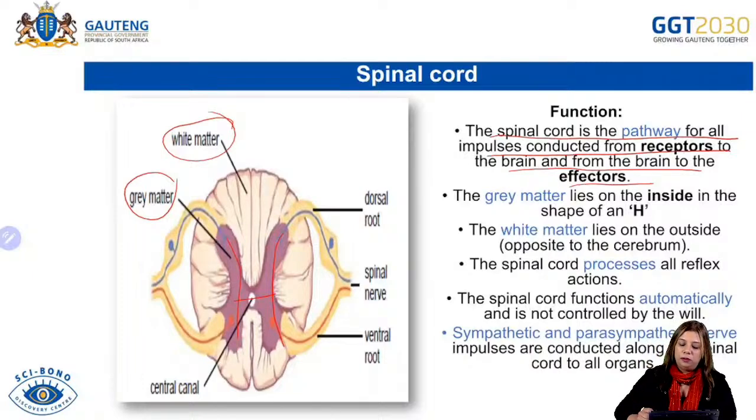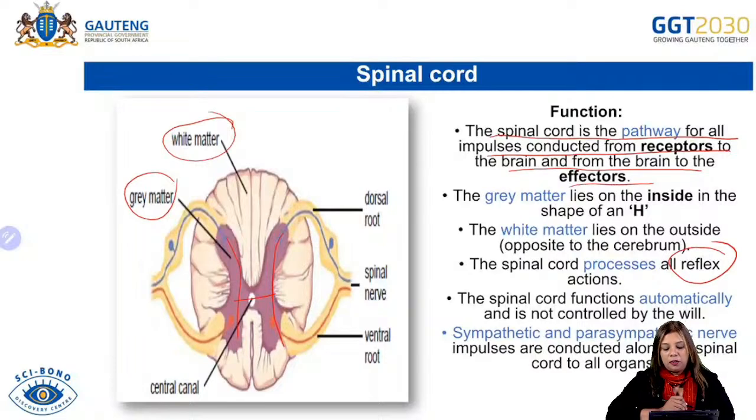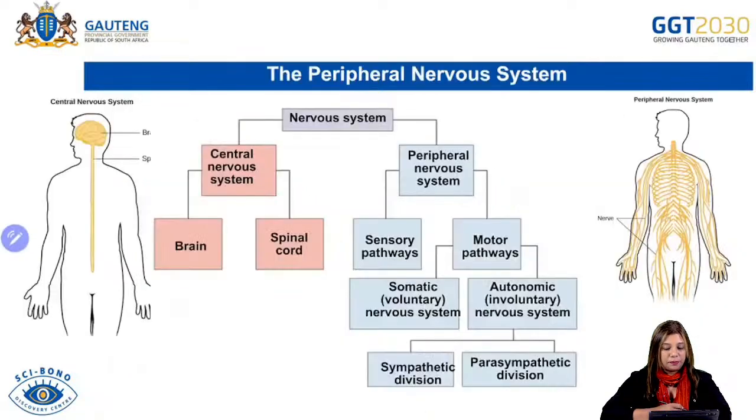And then we know that the spinal cord processes all reflex actions. So basically, when the spinal cord functions, it's not under your control. It's automatic. So you can't control your spinal cord. Whatever is happening there, the reflex actions, it happens automatically. If someone knocks you on your knee, your leg would move out automatically. It's a reflex action, okay? And in the spinal cord, you have the sympathetic and the parasympathetic nerve impulses. So we're going to unpack that now.